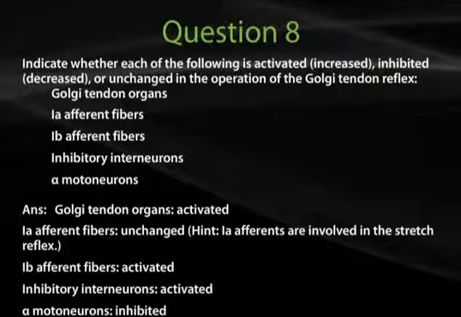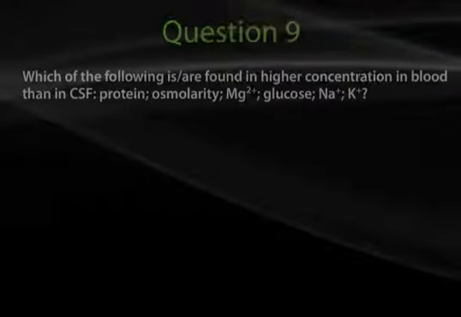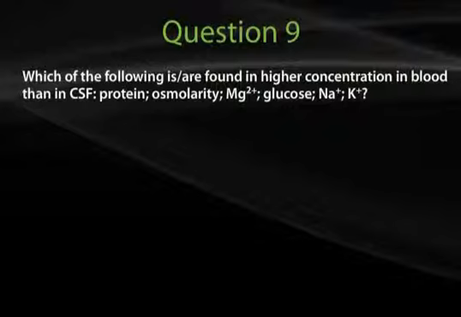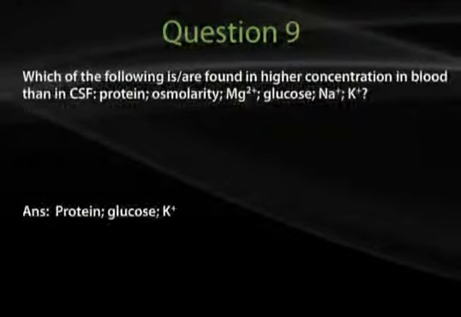Question 9. Which of the following is or are found in higher concentration in blood than in CSF? Protein, osmolarity, magnesium, glucose, sodium, potassium. Answer: protein, glucose, potassium.